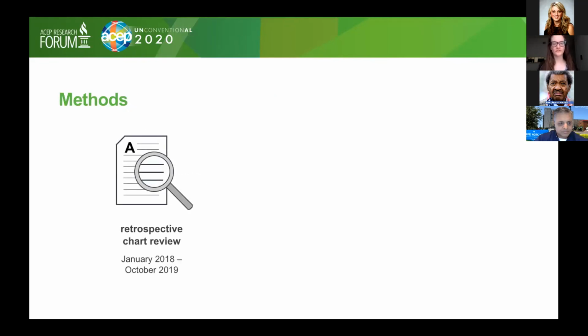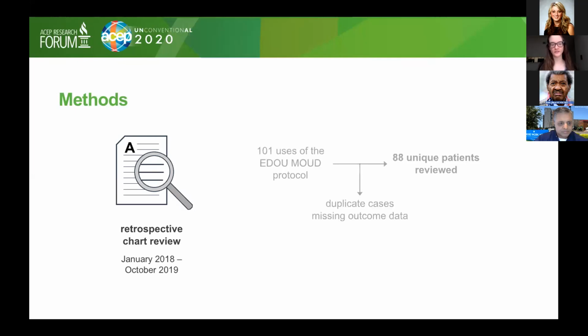So the methodology of the study was a retrospective chart review conducted from January of 2018 to October of 2019. We had 101 uses of the medically assisted treatment protocol in the observation unit at that time. We conducted a chart review. We excluded any duplicate cases or any cases that had missing outcome data, resulting in 88 unique patient encounters that were reviewed for data.